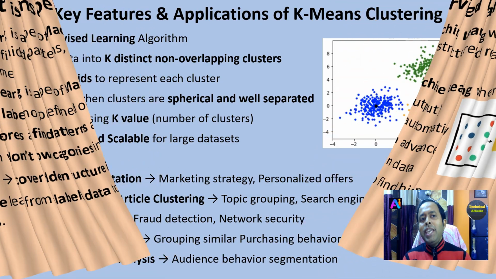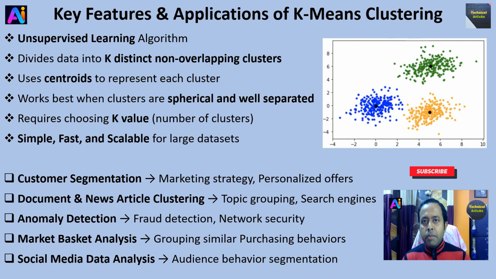Now we talk about the key features and applications of k-means clustering, because we already know one of the most popular unsupervised learning algorithms is k-means clustering. In k-means clustering, k stands for number of clusters, mean stands for mean or average of the data points, and clustering stands for grouping, right? Key features of k-means clustering are: unsupervised learning algorithm that divides data into k distinct non-overlapping clusters or groups, uses centroids to represent each cluster, right? Works best when clusters are spherical and well separated, right? Requires choosing k value, the number of clusters, right?